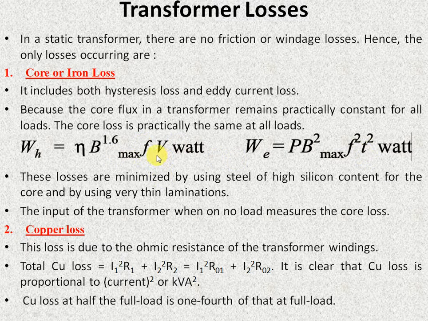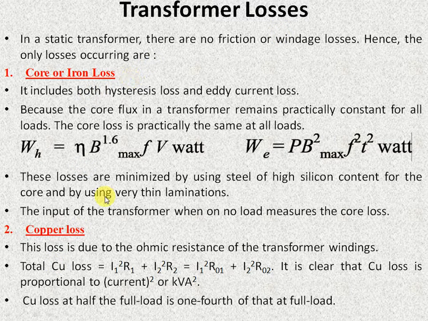Both these losses, that is hysteresis loss and eddy current loss, can be reduced by providing a laminated structure for the core, and it is made up of steel with high silicon content. That is mentioned here. As we have seen in our last video session, the transformer under no load condition will be taking the power from the supply in order to compensate the core losses only. You will get a clear idea about this point when we are studying about OC and SC test in the next video session.